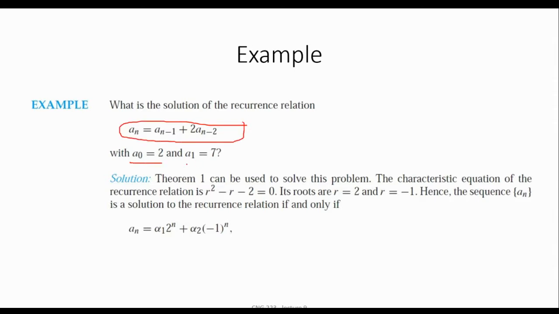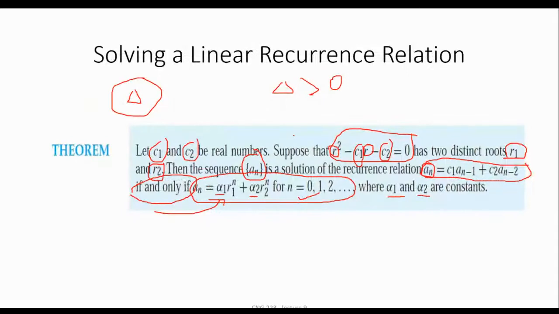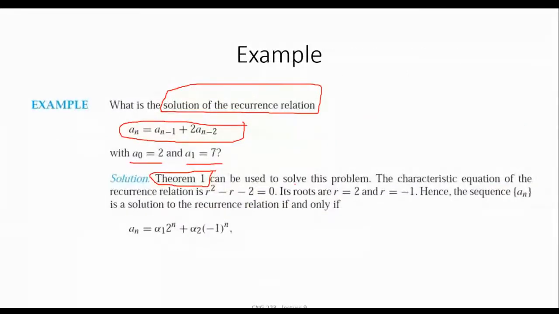If we know two terms, for example A0 is equal to 2 and A1 is equal to 7, you can continue to come up with the rest of the terms. But now we are looking for a solution of the recurrence relation, which is new for us. We didn't do it before. Now, how can we do it? This theorem is called Theorem 1 in this chapter. So whenever we refer to Theorem 1 in this chapter, it's related to the one that I mentioned in the previous slide. So Theorem 1 can be used to solve this problem.